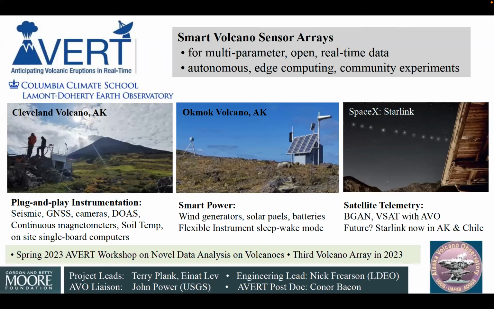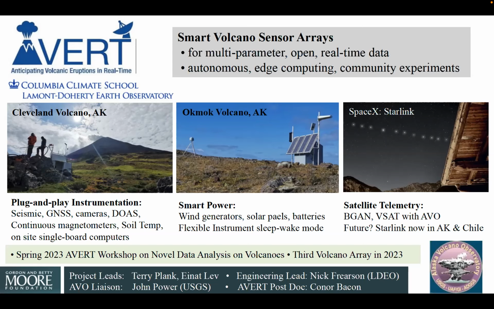We deployed a usual array of instruments, but also novel instruments like continuous magnetometers, soil temperature probes, and we have on-site single board computers that can manage the data flow and in the future conduct analysis on site, edge computing. We have smart power. It's all about power on an autonomous instrument. We have satellite telemetry, which is coming to Chile.